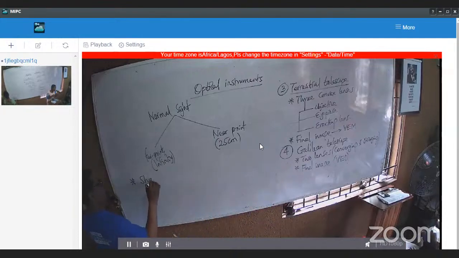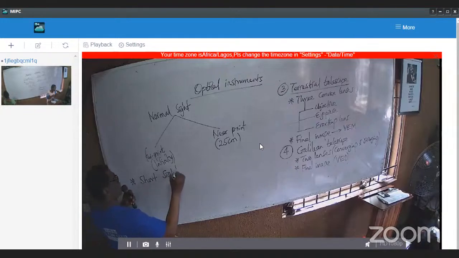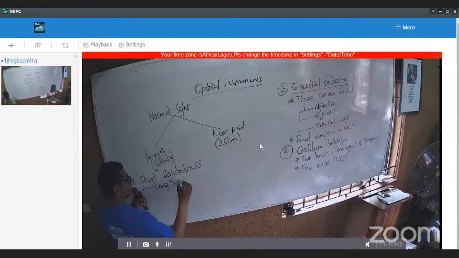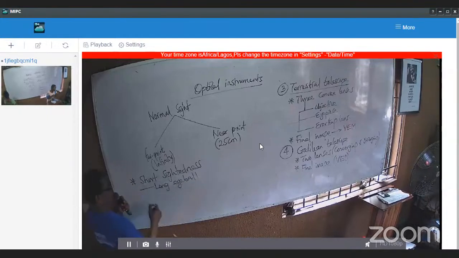Short-sightedness. The cause of short-sightedness is a long eyeball. If your eyeball is long, then you may have the potential to be short-sighted. Long eyeball.